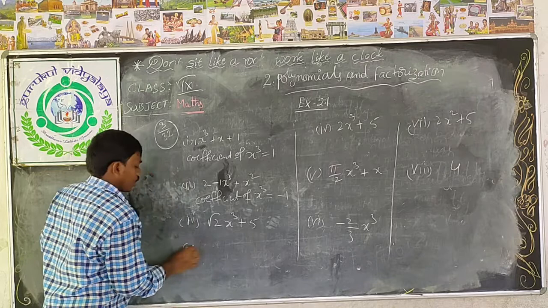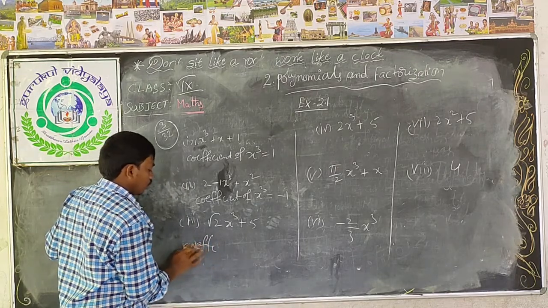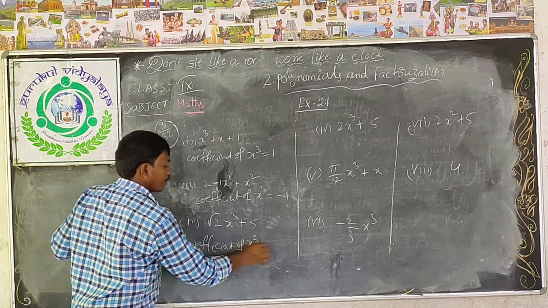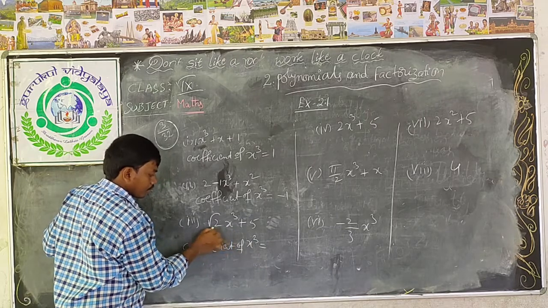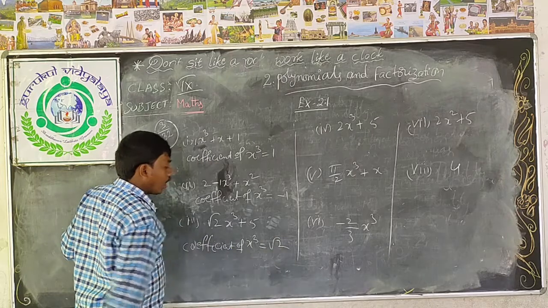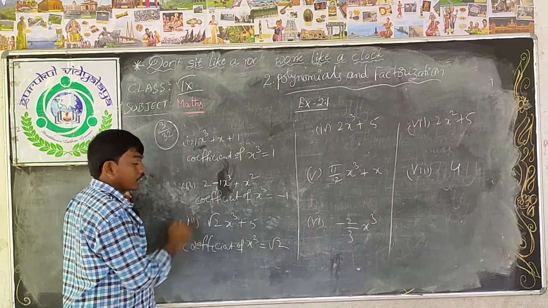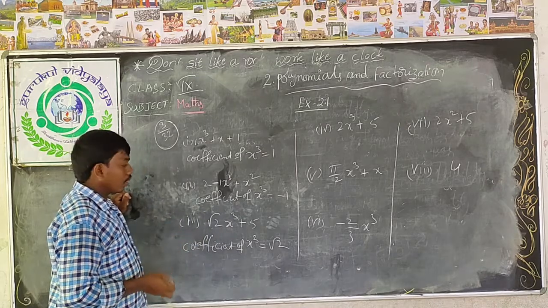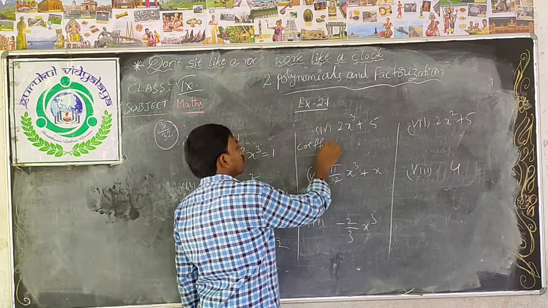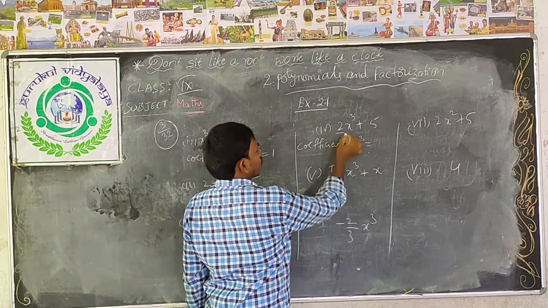Next, here the coefficient of x cube is, what is in front of x cube? Beside x cube, root 2. So root 2 is the coefficient of x cube. Here what is the coefficient of x cube? Root 2. Like that you can say. Okay? Next, the coefficient of x cube is, what is that? 2.